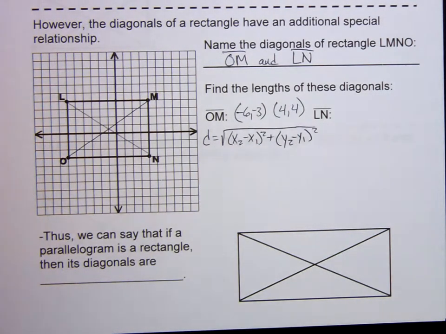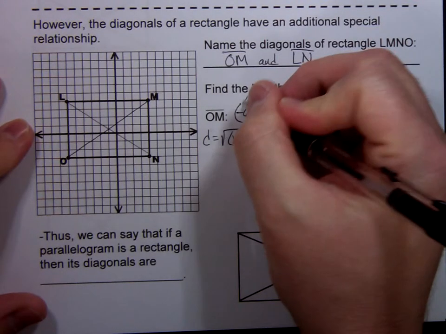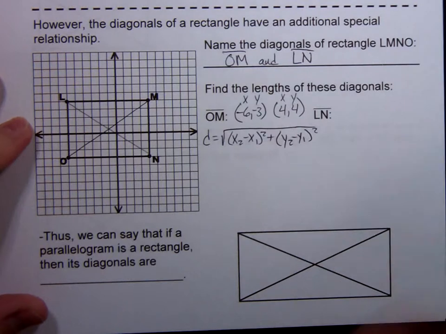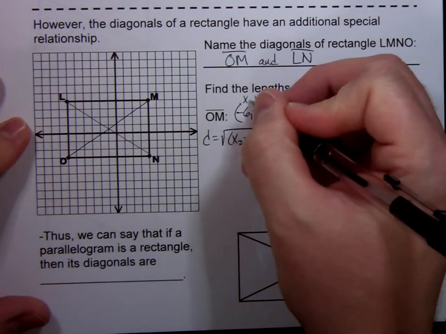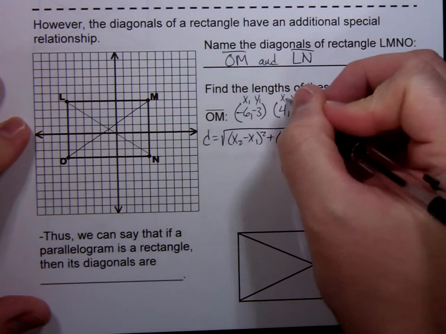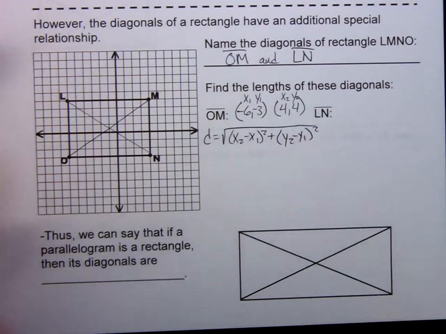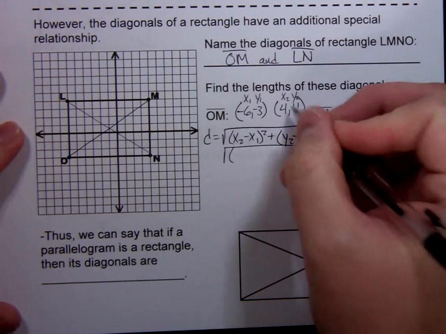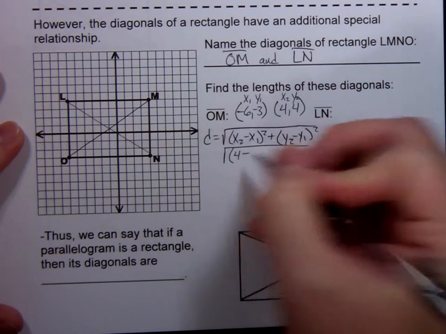Okay, so now we just take these numbers and plug them in. Remember, the first number is always X, second number is always Y. The 1's come from the same point, and the 2's come from the same point. Now we're going to plug these numbers into the formula. So x2 is 4 minus x1.